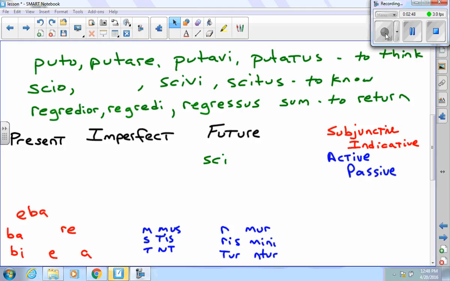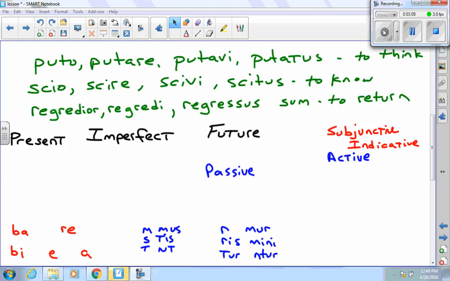However, move it over here to the future, the sign of the future is e. I give it an ending, so my future, instead of using the bi like I did for the first or second conjugation, I use the e and then I give it the ending. So those two would look different.